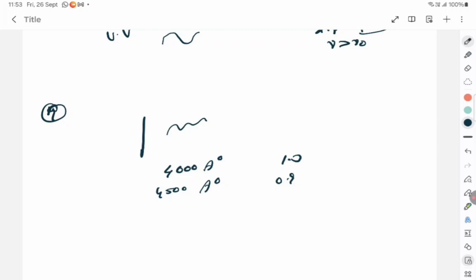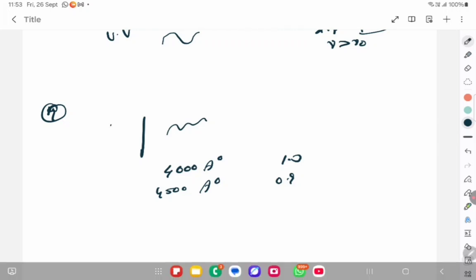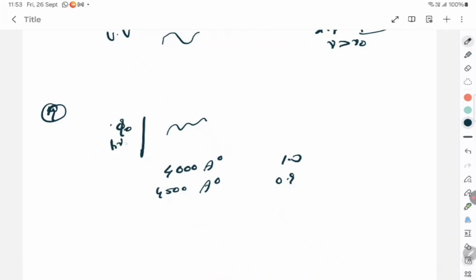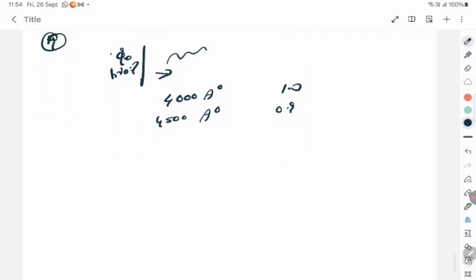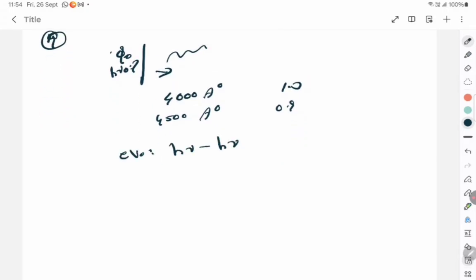Light is incident on it. They are asking about work function, phi naught or h mu naught, is the question. They have given stopping potential, which means electrons are getting ejected, and therefore you will use the formula. The only possibility of using the formula is e V naught is equal to h mu minus h mu naught.